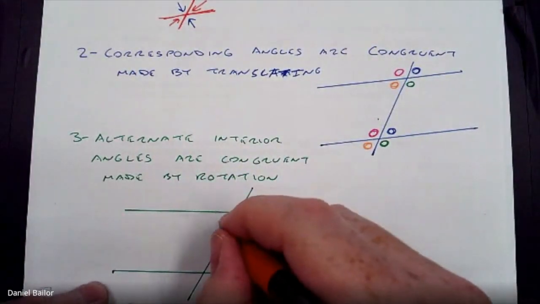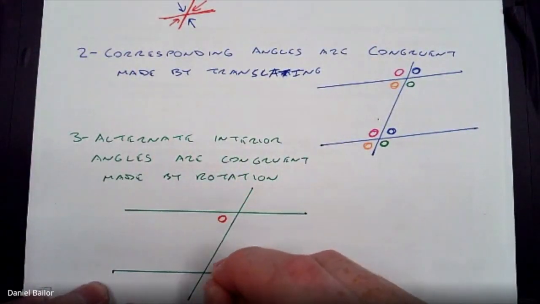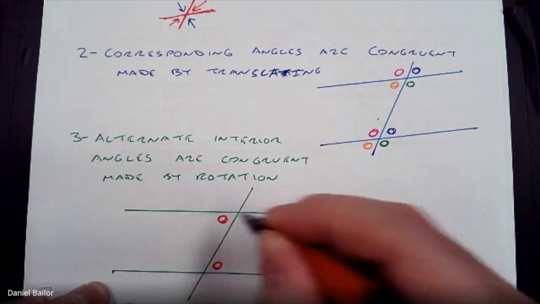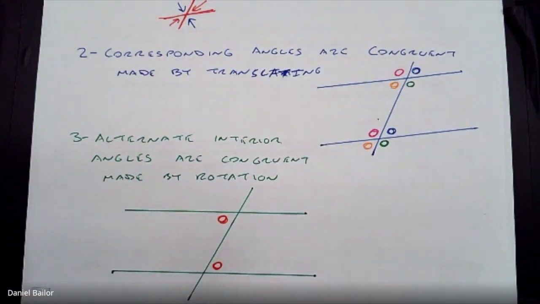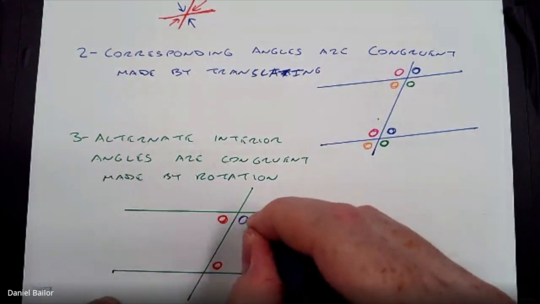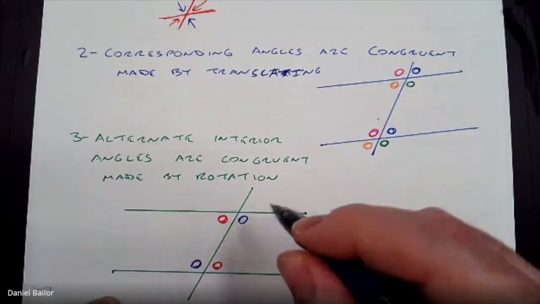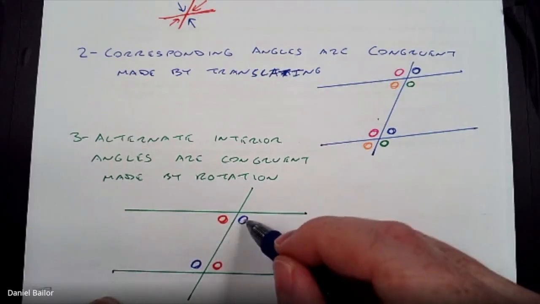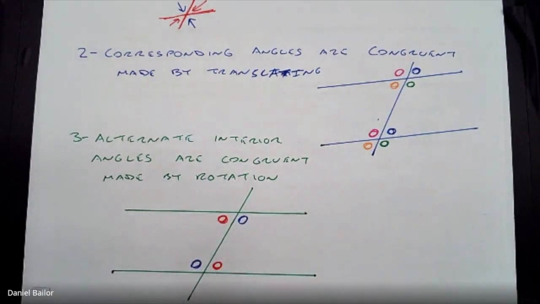Alternate interior, these are opposite sides of the inside, so those are equal. Those are congruent. And these are also alternate interior. So red equals red, blue equals blue, because they are alternate interior angles.